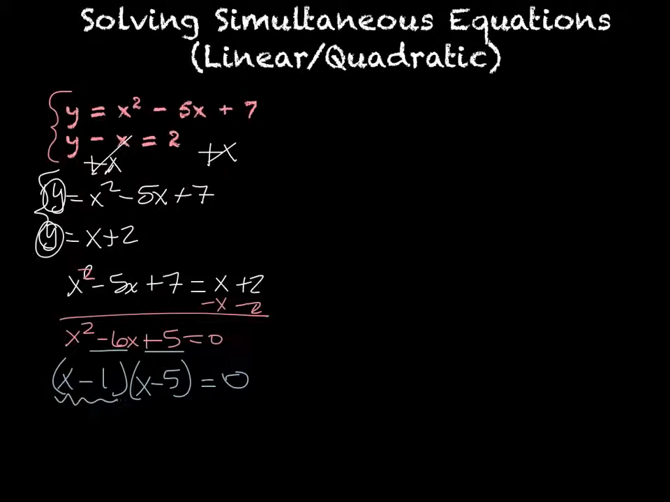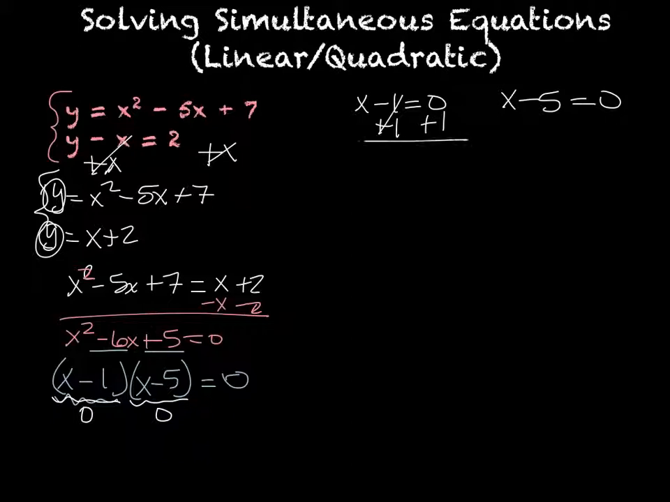Well, if I set this one equal to 0, and if I set this one equal to 0, then I would have a true equation. So that's what I'm going to do. I'm going to set x minus 1 equals 0, and I'm going to set x minus 5 equals 0. You need to do both parts. Okay, add the 1, x equals 1. And add the 5, and we have x equals 5.